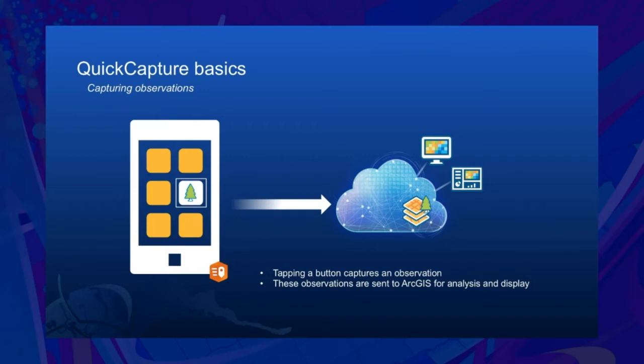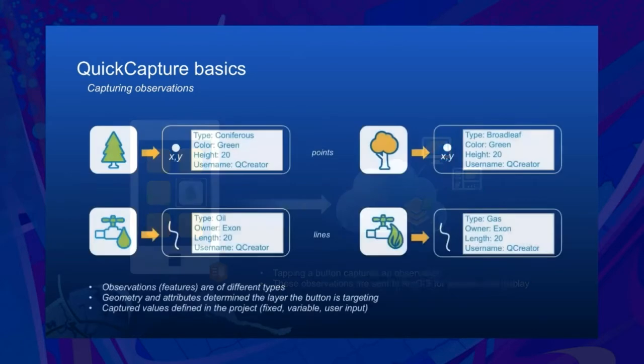And these are the values captured against each of those attributes. And ultimately, these are what define the type of feature that you're capturing. As tapping a button in QuickCapture creates features, if you want to create different feature types, then you need to create different buttons. And each button in QuickCapture can be configured differently, targeting different feature layers and having different default values. Let's take a look at some examples.